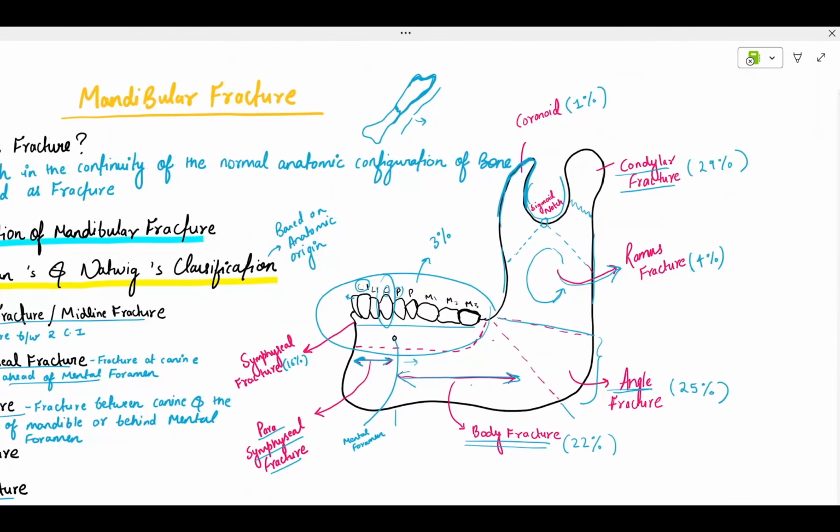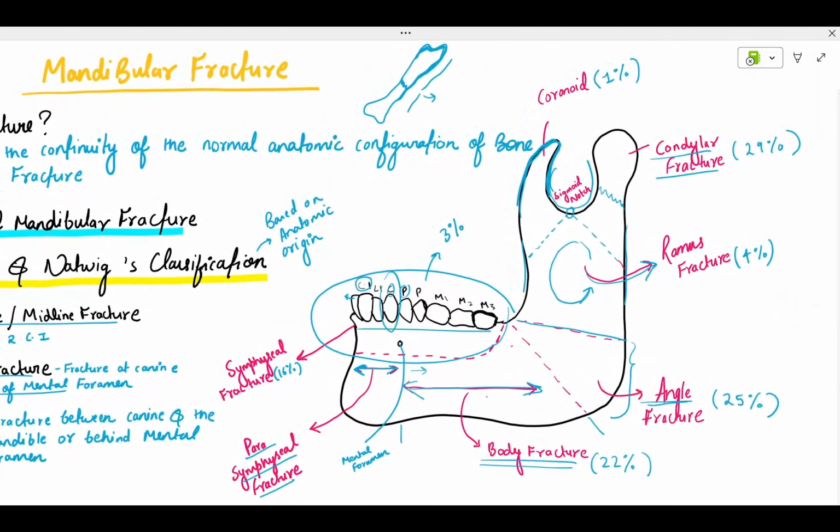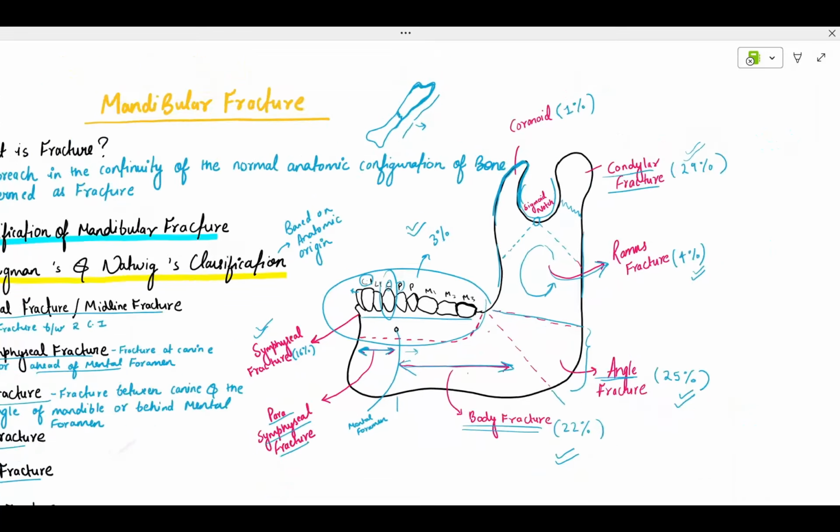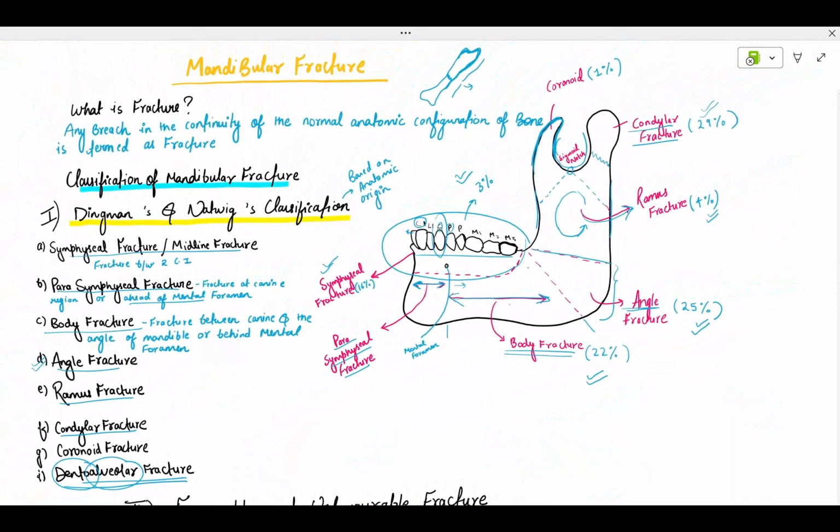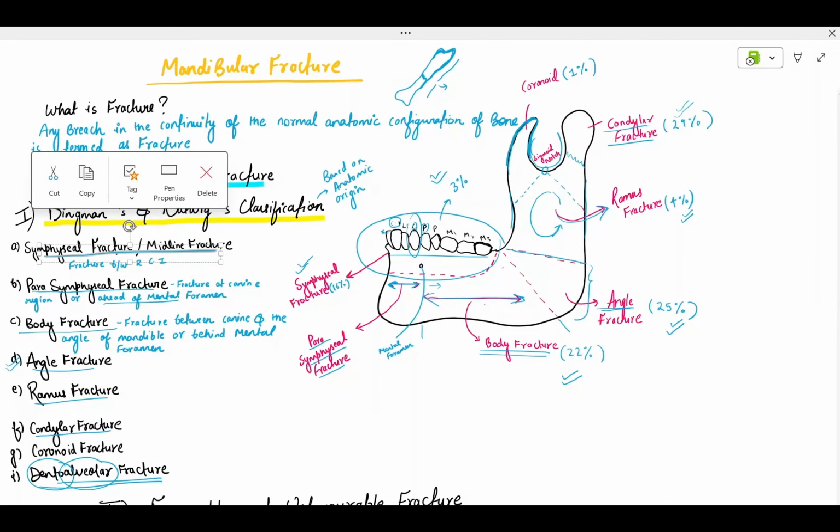So the maximum fractures occur in the condylar area, then the angle, then the body, then the symphyseal, then the ramus, then the dento-alveolar, and the rest comprise the parasymphyseal and the coronoid fractures. So this was all about the first classification of the mandibular fracture, which is Dingman and Natvig's classification. I hope it is clear. In my later video, I'll be continuing with other classifications of the mandibular fracture.